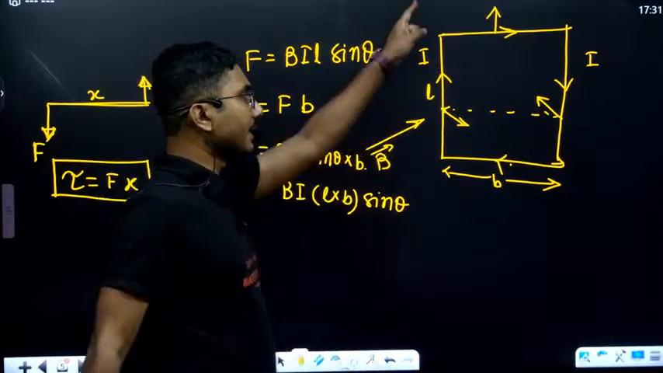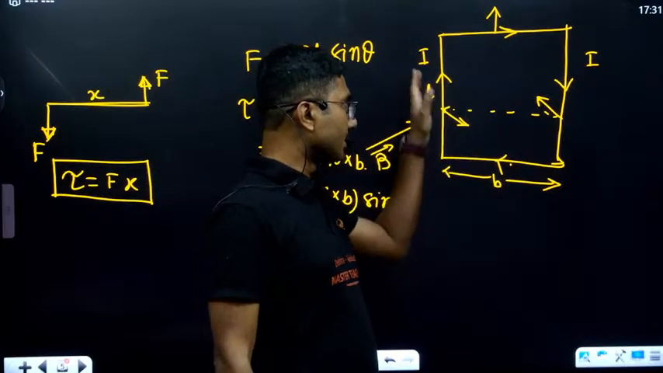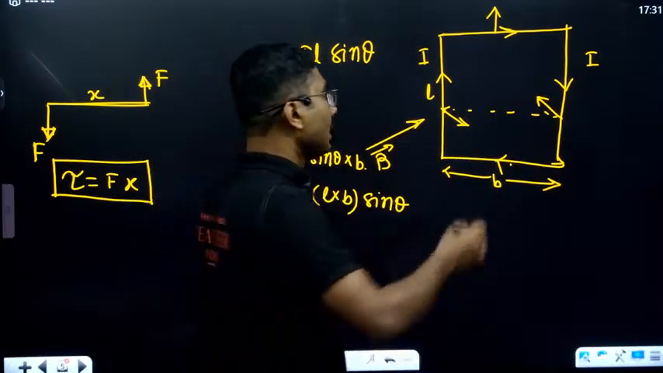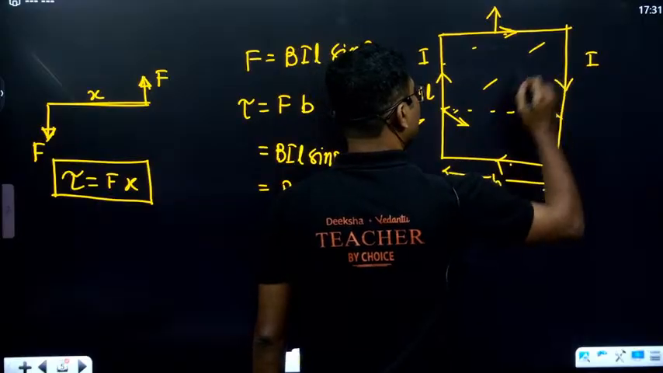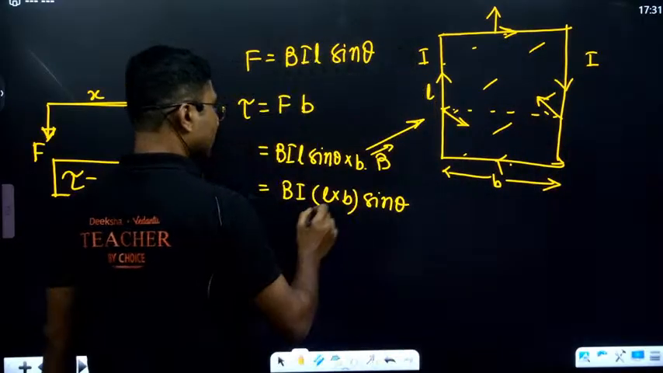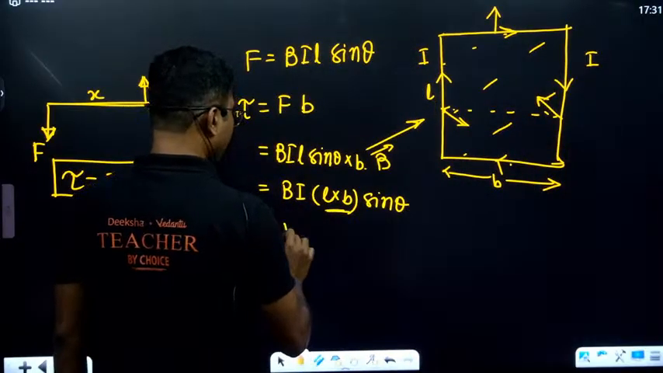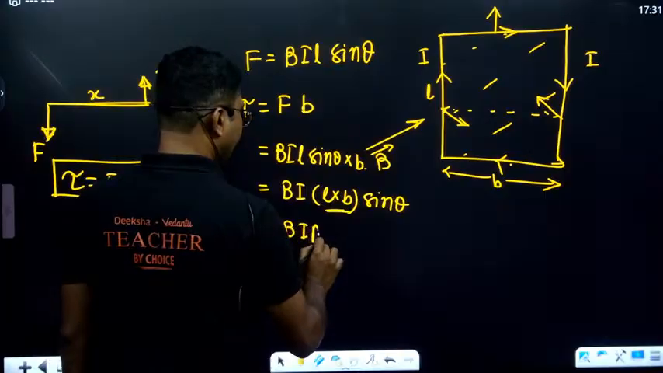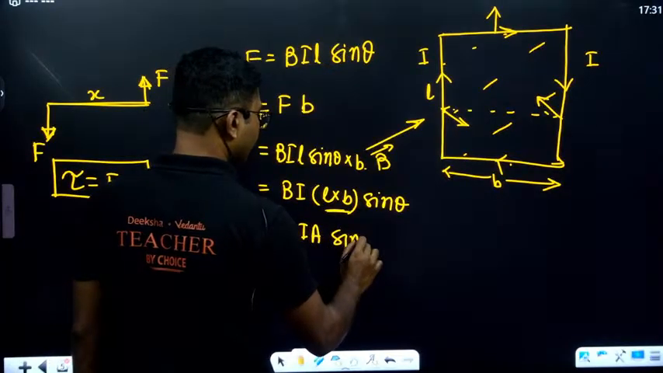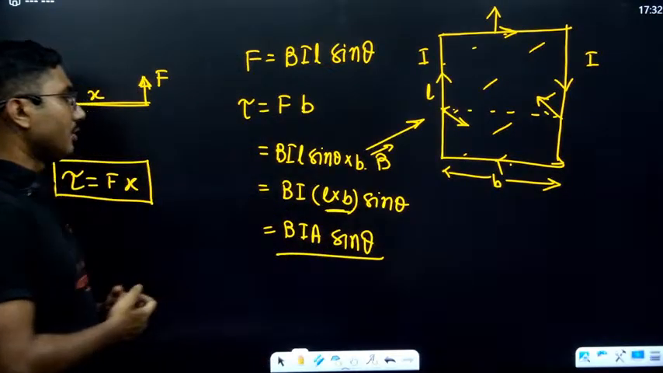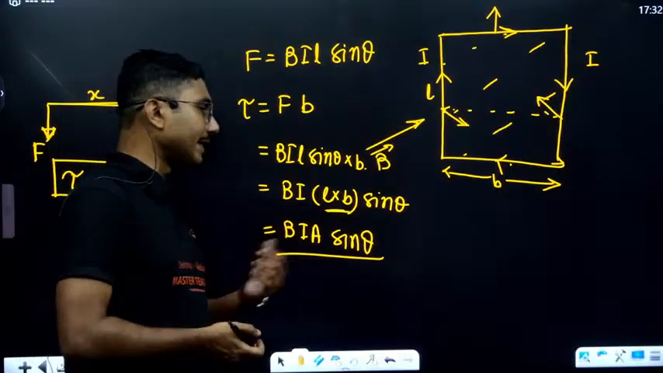Right? This is a rectangle. This is length. This is breadth. So length into breadth is what? Length into breadth is the surface area of the rectangle. So this will be basically BIA sine theta. So the torque acting on the loop is BIA sine theta.